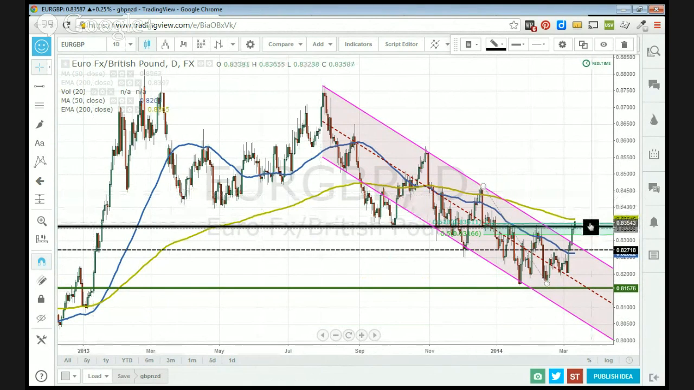This is a Fibonacci line. We have this horizontal resistance level established here. And now we've got the 200 exponential moving average, all in the same vicinity. So this could be a legitimate level to short at. But I want to see candlesticks confirm. So nothing yet on Euro Pound, but maybe tomorrow or the day after.